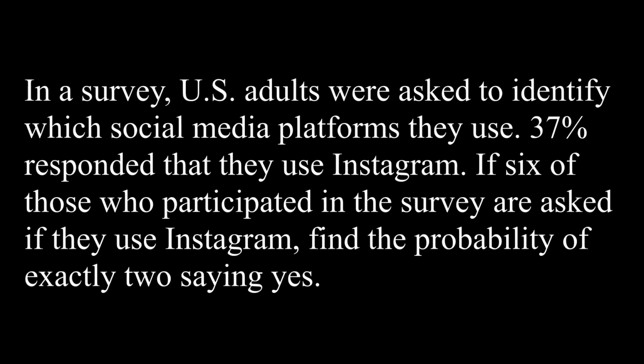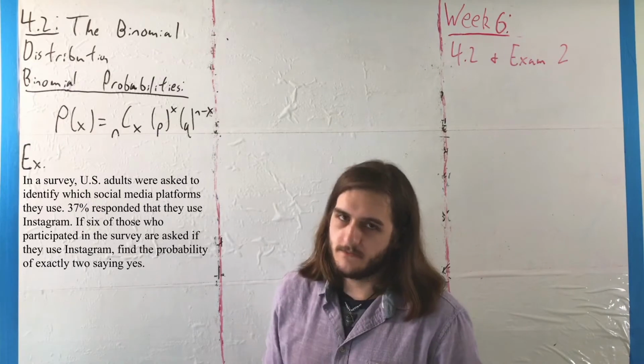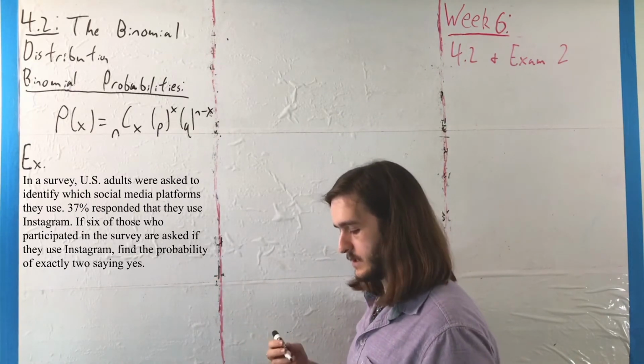So in a survey, U.S. adults were asked to identify which social media platform they use, where 37% responded that they use Instagram. If 6 of these who participated in the survey are asked if they use Instagram, find the probability that exactly 2 say yes. So when we're working with these binomial probabilities, the first thing that you always want to do is just identify the pieces that we're working from.